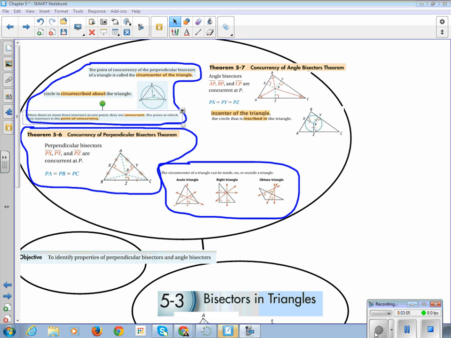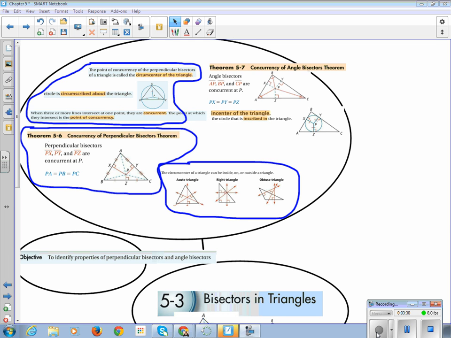This is not as important, but it's important to note. When three or more lines intersect at one point, they're concurrent. The point at which they intersect is the point of concurrency. Since we're using the word concurrent in our previous definitions, it's kind of important to know where that comes from.